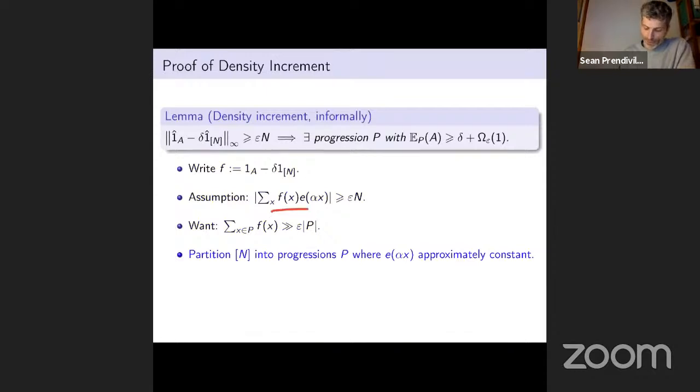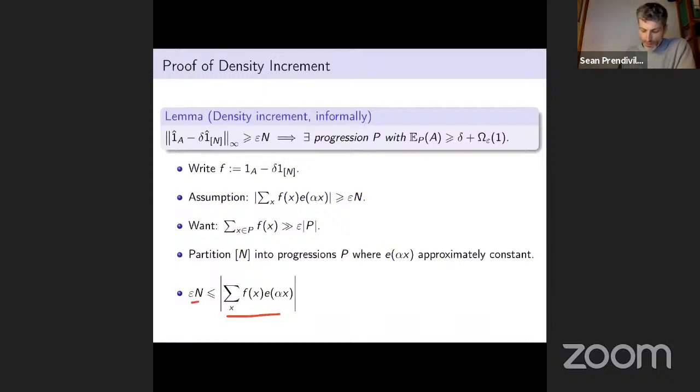So we're assuming this, we want to prove this, and the idea is you partition the interval into these progressions where the linear phase e(αx) is approximately constant. It's not clear that one can do that. I'll show on the next slide that one can do that. But imagine that you could do that. Then here's our non-uniformity. This number is at most this number.